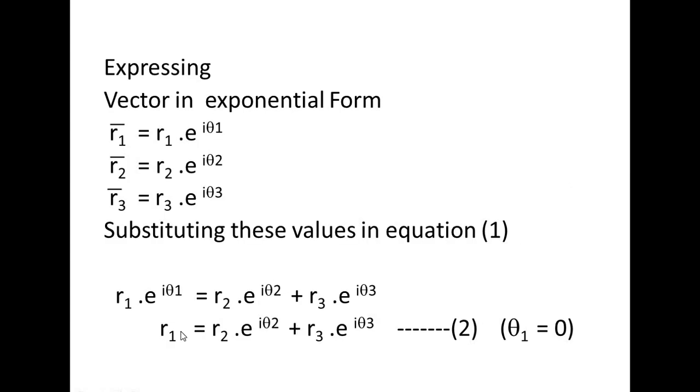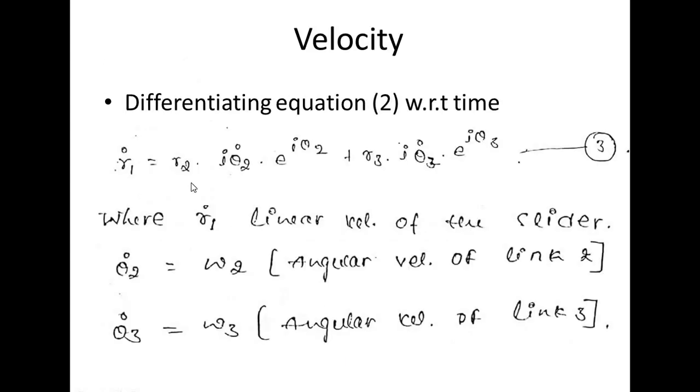So what we are doing is differentiating this with reference to time. So r1 dot is equal to r2 into I, the imaginary part, into theta 2 dot into e to the power of I theta 2, plus r3 into I theta 3 dot into e to the power of I theta 3. This equation we call equation number 3. Here r1 dot is the linear velocity of the slider. So r2 is constant, which is the crank length, and r3 is the connecting rod length.